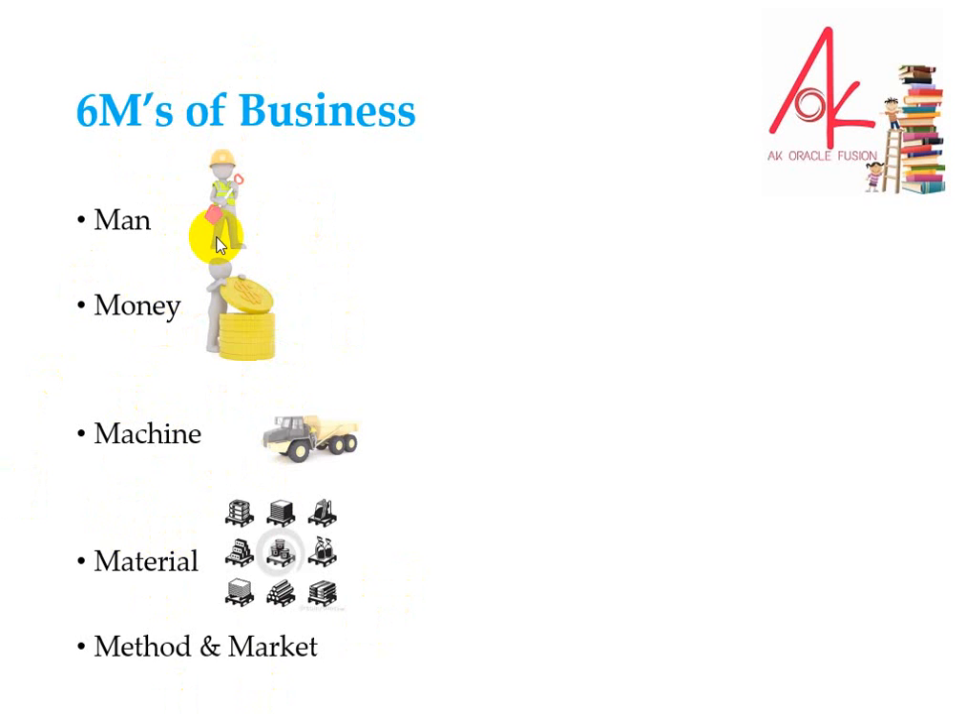If you are dealing with the man, then in ERP it is called the human resource module or HRMS. And if you are dealing with money, we call it financials. If you are dealing with machine, material, the process, we call it the supply chain management module or manufacturing module, discrete processing modules. And if you are dealing with the market, then it is called the CRM module, customer relationship management.